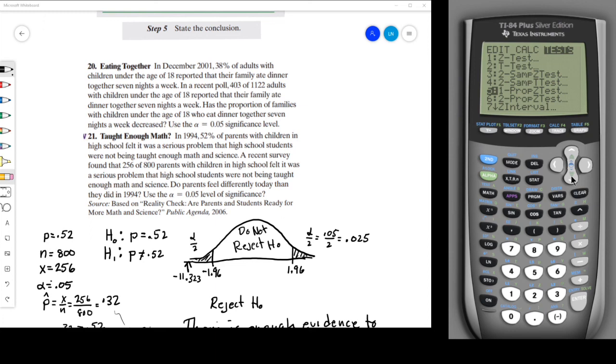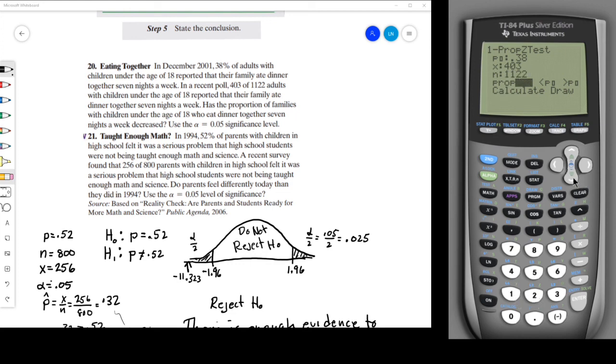You'll see there's also a 2 proportion z-test. That is for comparing 2 population proportions. That's not what we're doing. So 1 proportion z-test. Now all the information from the last test is going to be in there, but I'm just going to overwrite it. Our population proportion was 38%, so that is 0.38. The x from this sample was 403, and my sample size was 1122.